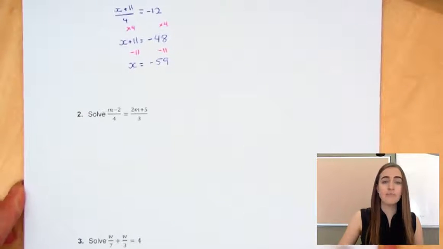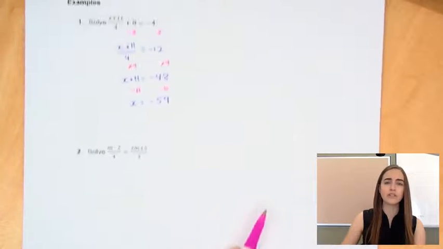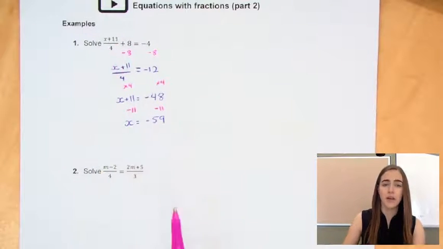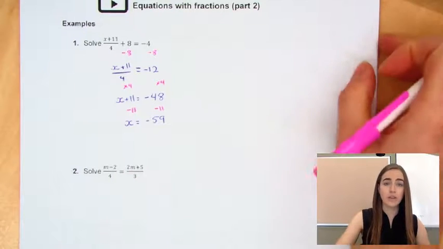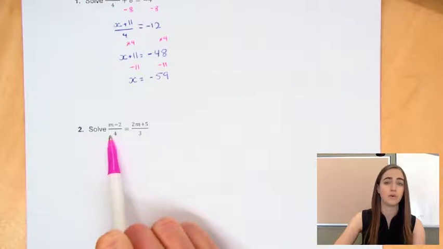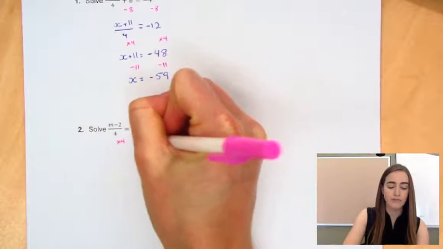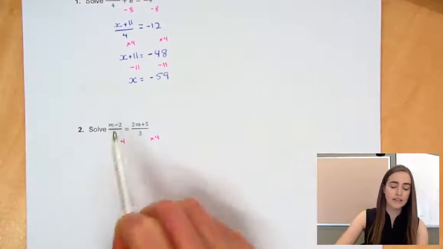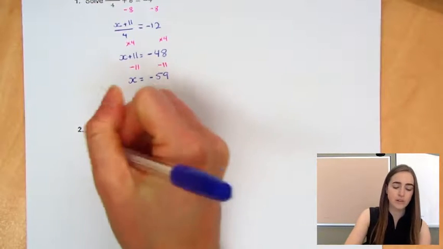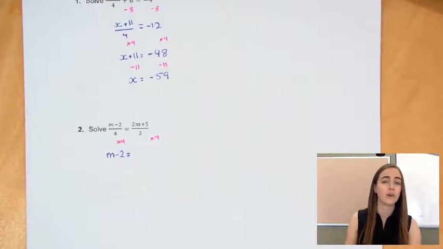So this one says m minus 2 over 4 is equal to 2m plus 5 over 3. So this one's a little bit different than our first one. Our first one only had one fraction, but this one has two. So if we look at it one at a time, if we want to get rid of this divided by 4 so that that's not in a fraction anymore, we would have to multiply both sides of that equation by 4. So that's going to get rid of this down here, and we're just going to be left with an m minus 2 on the left-hand side of our equation.